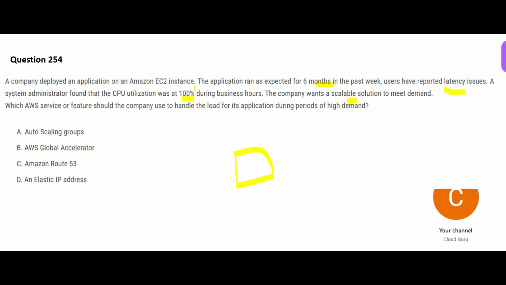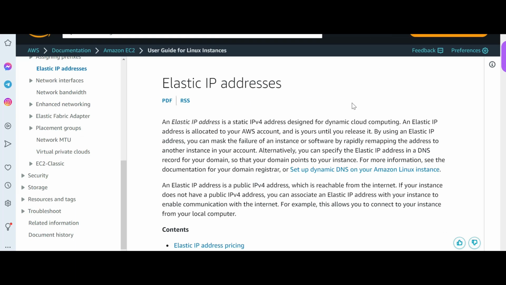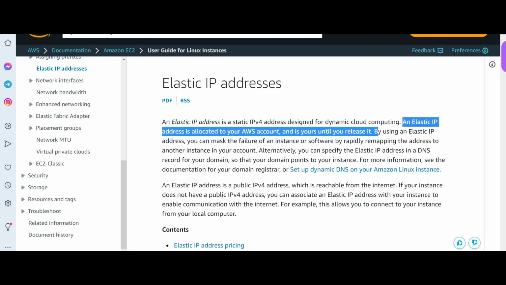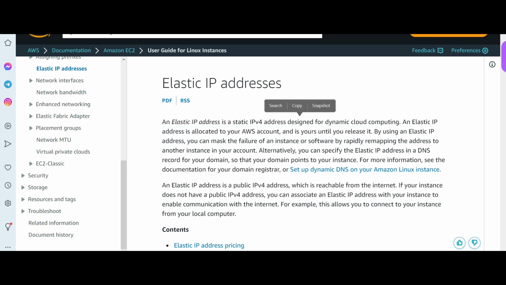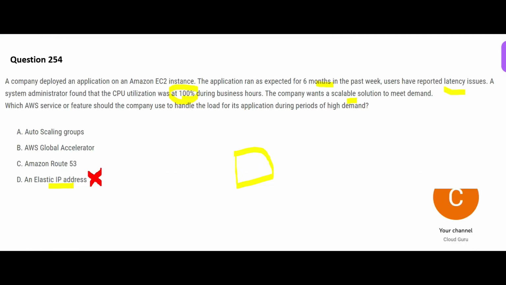Obviously, if your CPU is 100% utilized, you want to scale the compute. Among the options, I found a stupid solution, elastic IP address. How will an IP address help you with scalability? Elastic means it will be a dynamic IP address, very useful when you are creating auto scaling. It is allocated to you, and once you are done, it will be released. Every time you get a new IP. But this will not help you to scale up the solution.